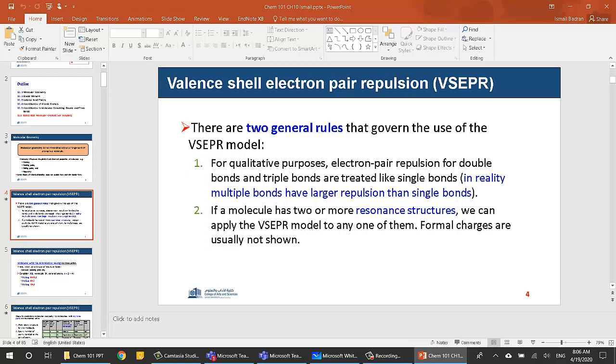Now for the VSEPR, the valence shell electron pair repulsion. From its name, you have valence shell, so we're talking about the valence electrons, and you have repulsion. That means these pairs of electrons will cause some repulsion between them, and it will push the molecule to have a shape in three dimensions that will reflect the actual shape of the molecule, as I'm going to show you in the next examples.